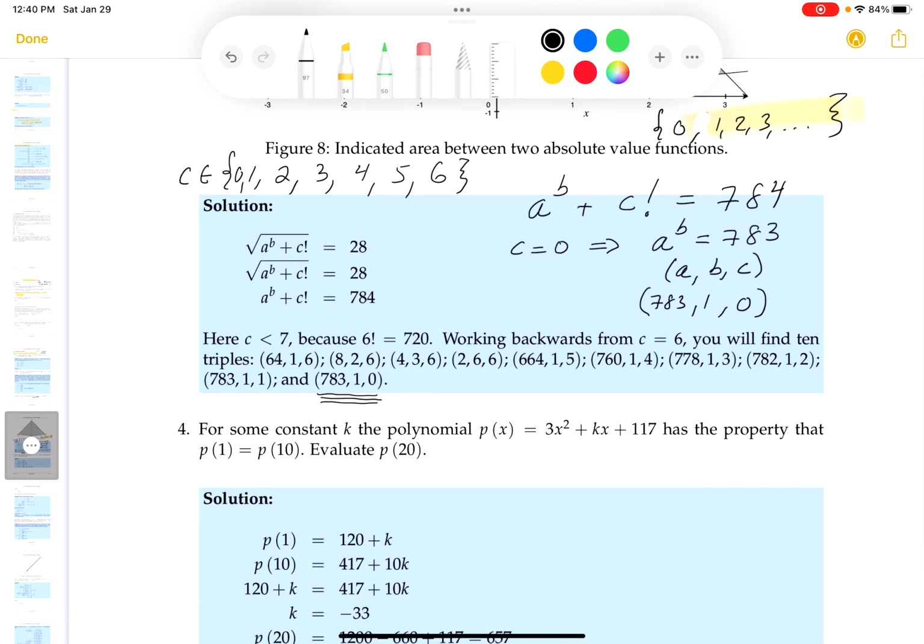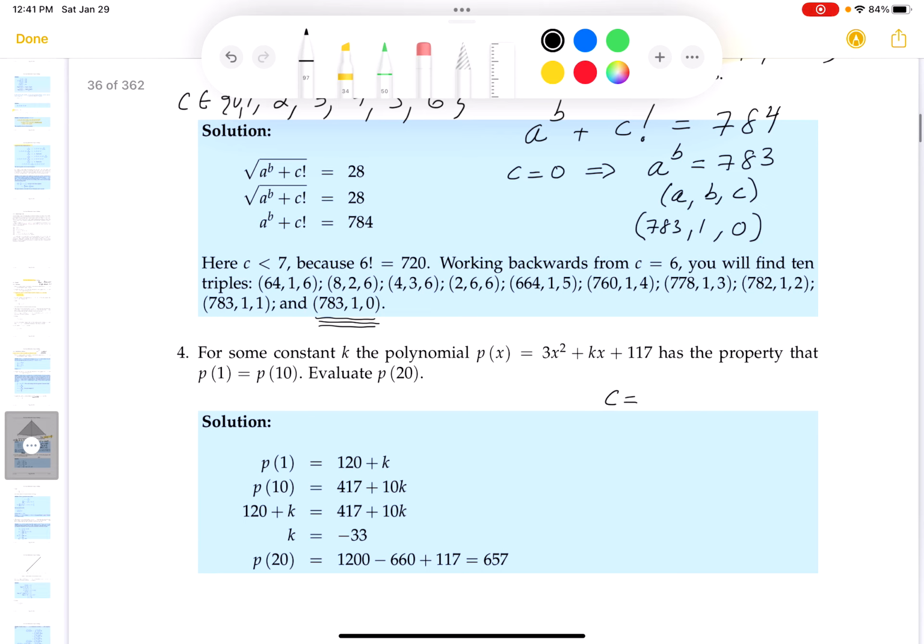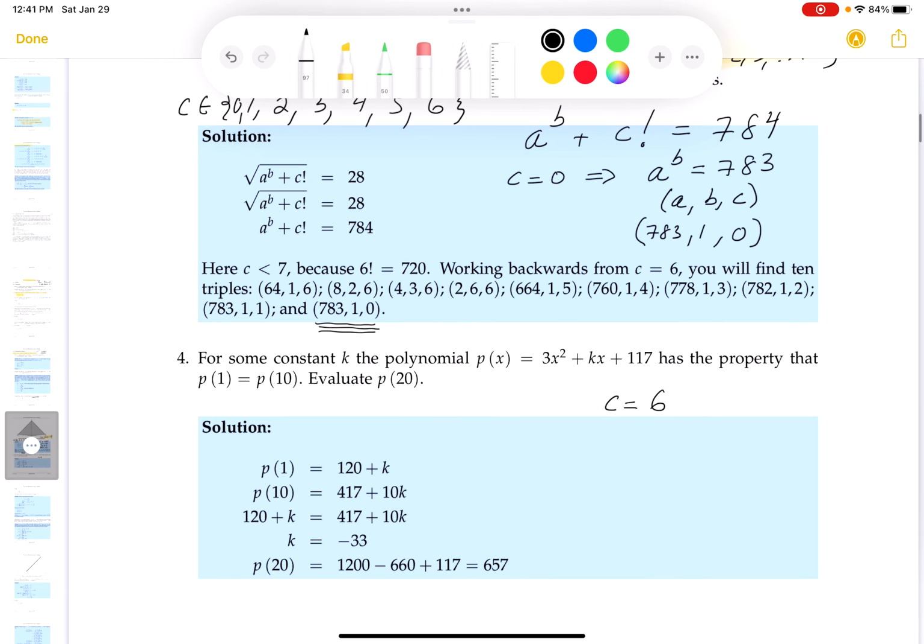But let's say you started at 6 for C. I'll write that one down. So what would you get? And let's write this down: A to the B plus, well, 6 factorial is going to be 720. And maybe that's a better place to start. That's going to be 784. I think you're getting an idea what I'm doing over here. A to the B: I'm going to take 720 from both sides to get 64.